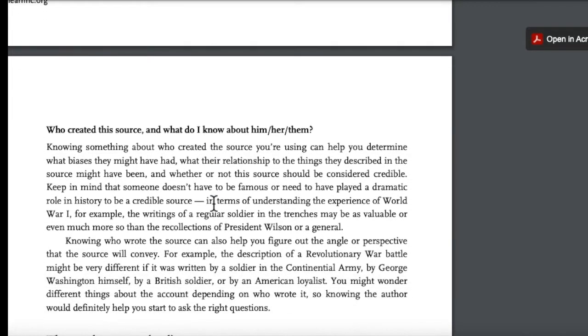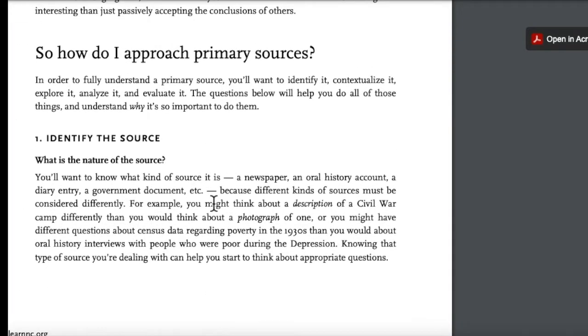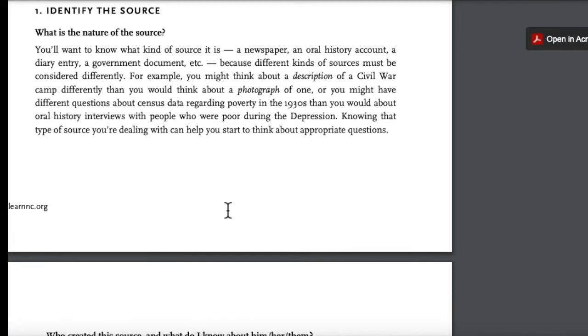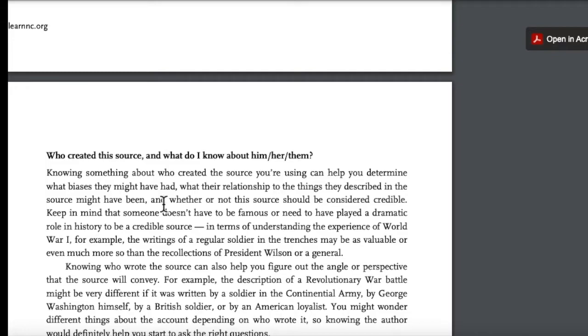And so it's not just a matter of saying, oh, I know the name of the person who identified the source. You have to understand who this person is and what they were like. What do we know about them? What do we know about their ideas?